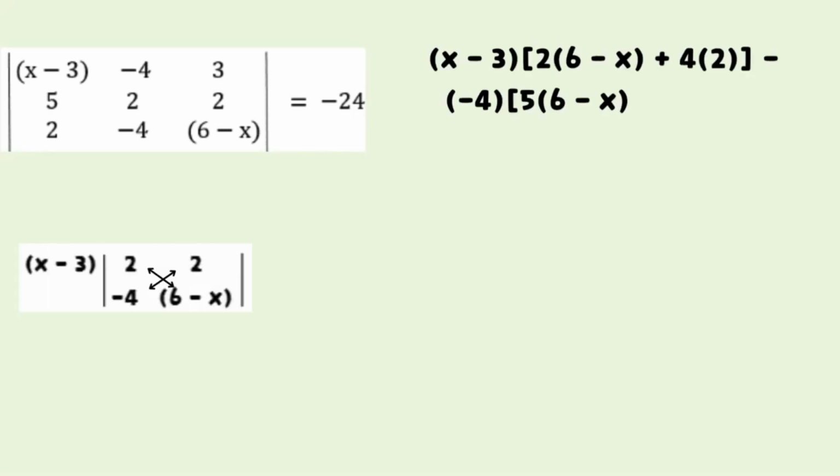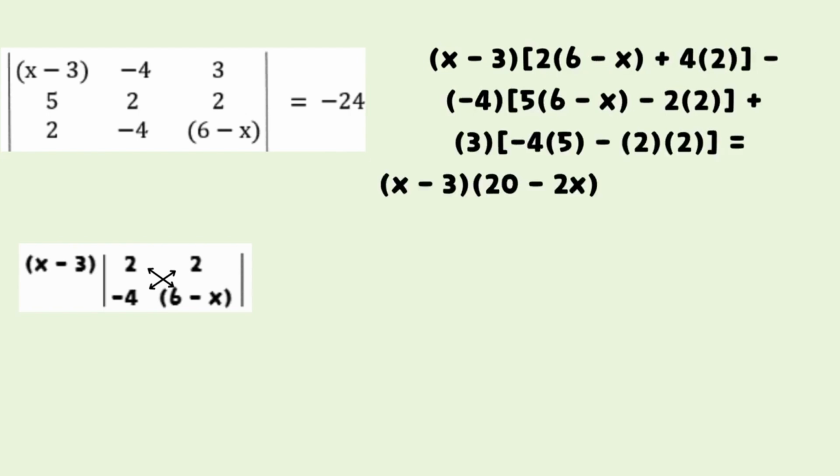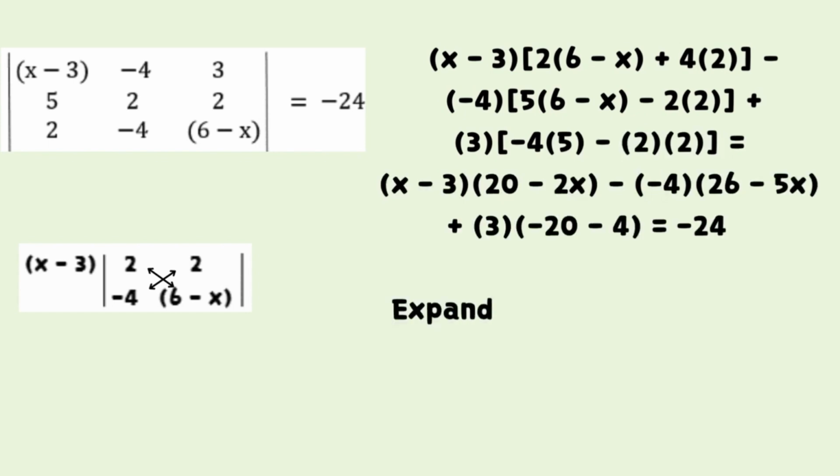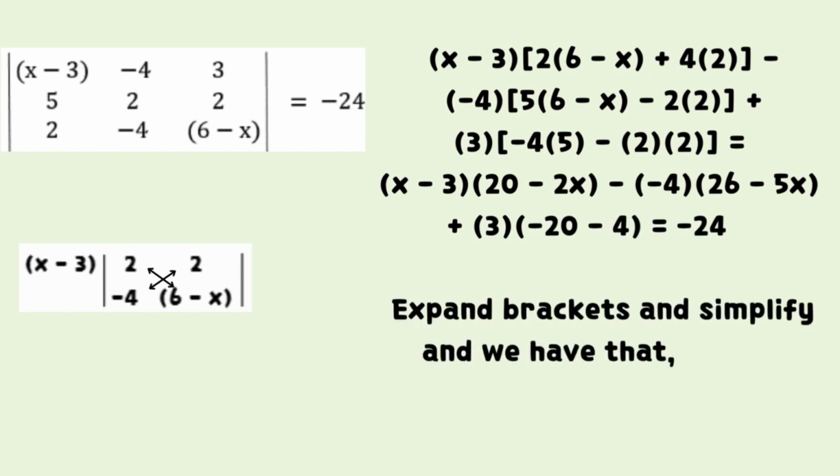To find the determinant of a 2 by 2 matrix, multiply the second element by the third element and subtract the result from the product of the first element and the fourth element, as shown on the screen. We have in the bracket x minus 3 multiplied by another bracket consisting of the sum of 2 times 6 minus x and 4 times 2, minus negative 4 multiplied by a bracket consisting of the difference between the product of 5 times 6 minus x and 2 times 2, plus the product of 3 and the difference between negative 4 times 5 and 2 times 2. Simplify and equate to negative 24.